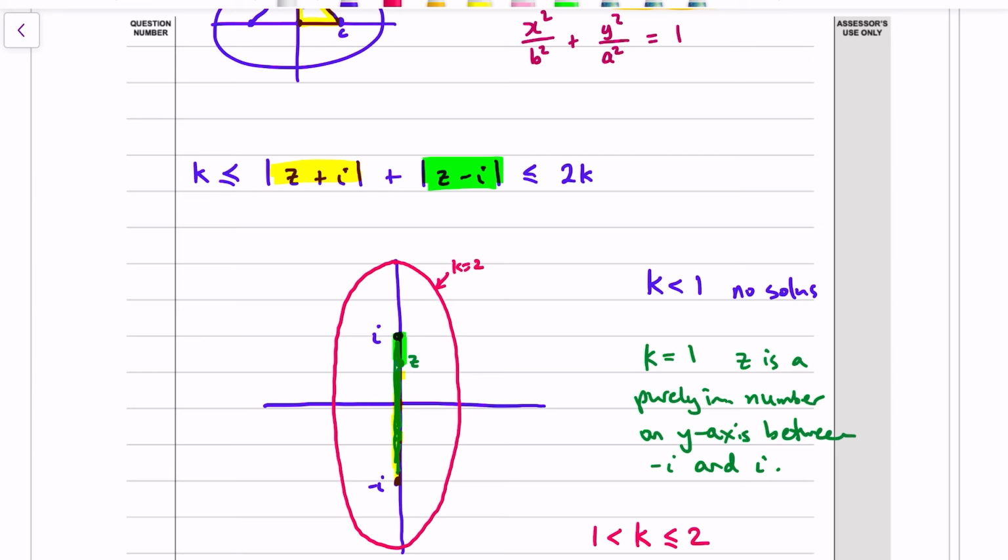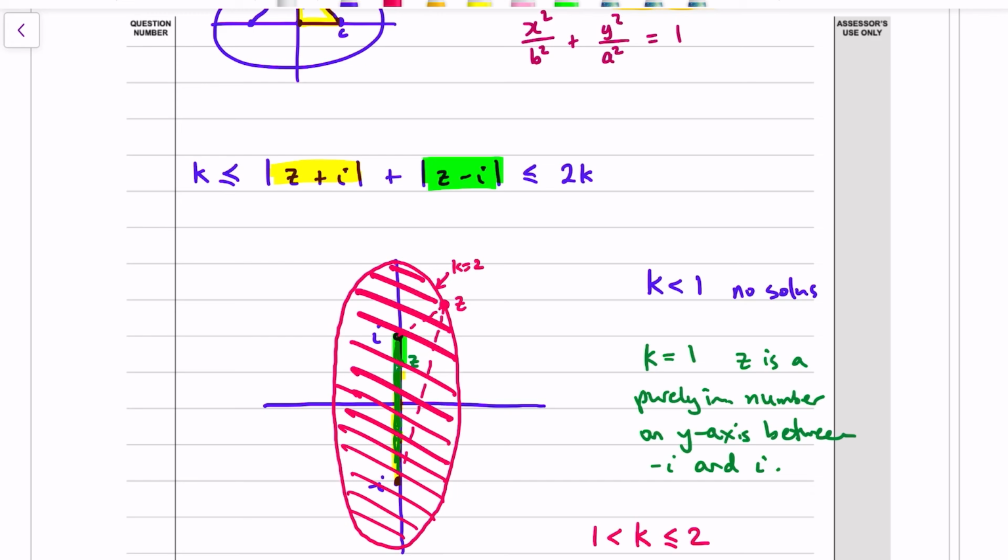If k is somewhere between 1 and 2, then we get an ellipse inside there, which has focal points at i and minus i. And remember, the reason for that is if we take z somewhere here, the distance between z and i plus the distance from z to minus i is always a constant. So any value of k between 1 and 2, not including 1, but could include 2, is going to describe the set of points inside this ellipse.